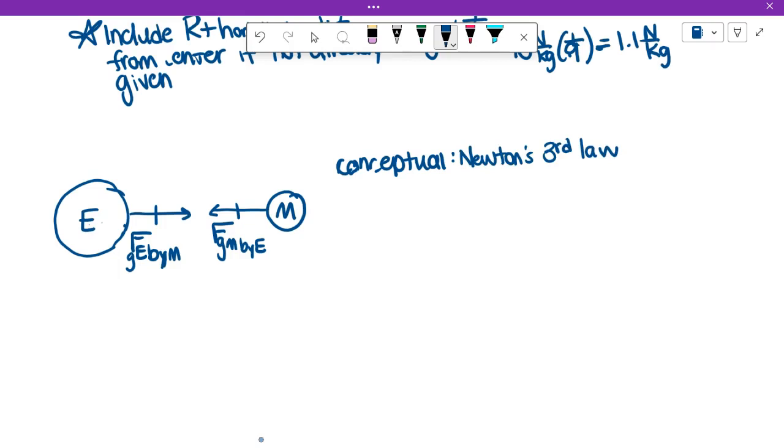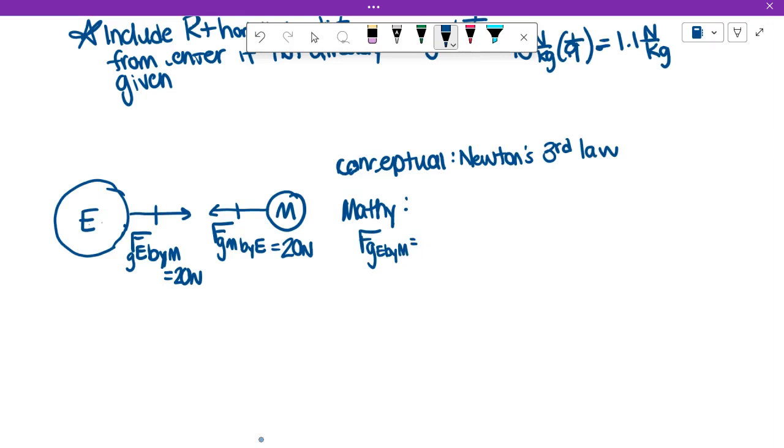Right? So if the force of gravity on the moon by the Earth, let's say, and this is a complete under-exaggeration, is 20 newtons, then the force of gravity on the Earth by the moon is also going to be 20 newtons, right? That's because of Newton's third law. So let's mathematically prove why this is. Okay? So the force of gravity on the Earth by the moon, right?